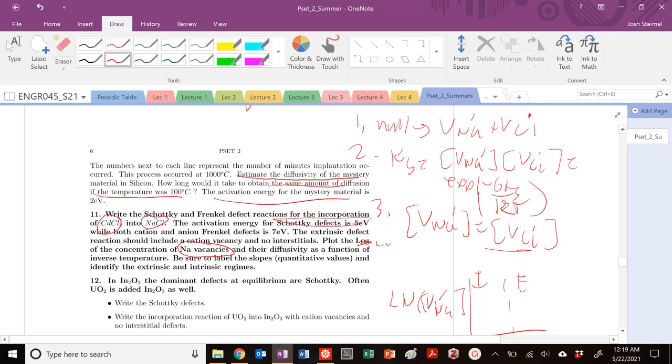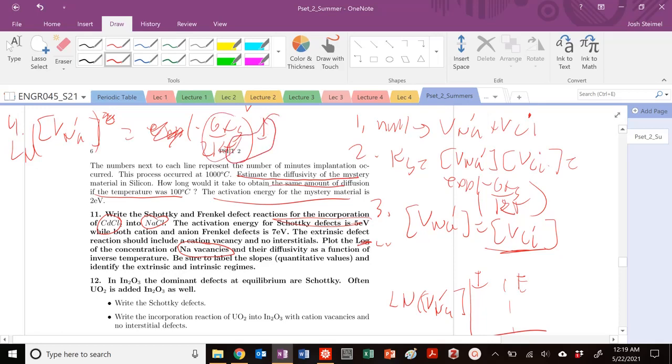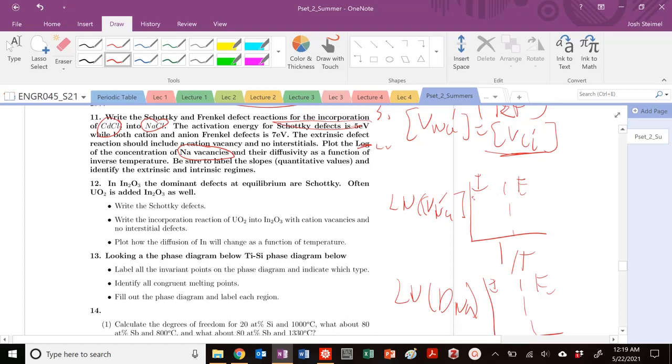And we substitute this relationship back in here. I'm going to write number 4 over here. We're going to end up with V_Na squared equals exponential minus G formation of Schottky over kT. This moves to the bottom here. Once we take the natural log of this, this disappears. We're plotting 1 over T, so our slope is just minus G formation of Schottky over 2k.